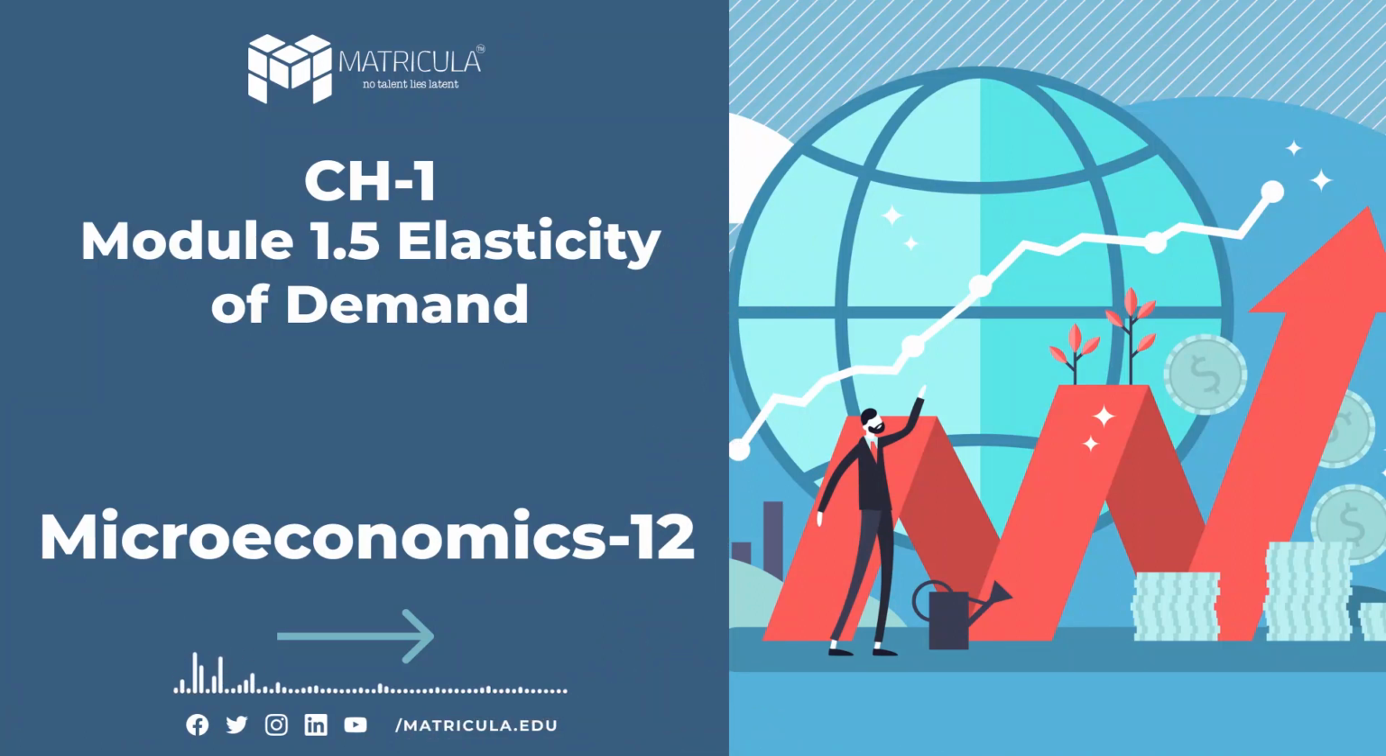Page 27, Module 1.5, Elasticity of Demand. Rationale: Elasticity of demand shows the responsiveness of the change in the quantity demanded of a good due to change in the price, all other factors remaining unchanged. Key concepts: elasticity of demand, inelasticity of demand, perfect elasticity, perfect inelasticity, unitary elasticity, linear demand curve.